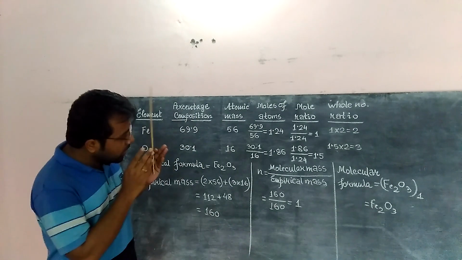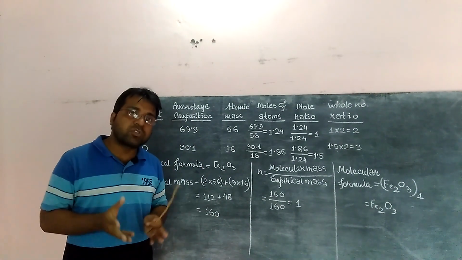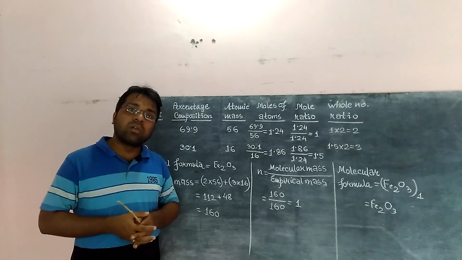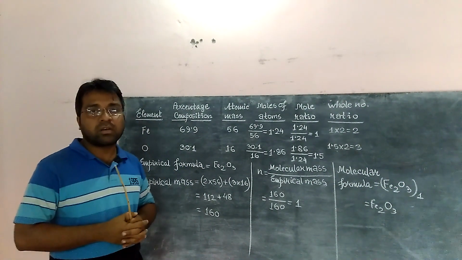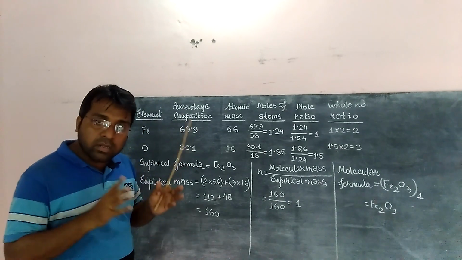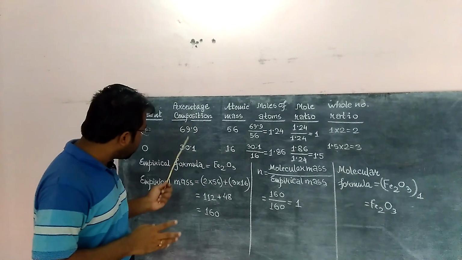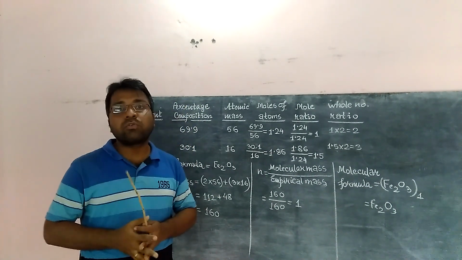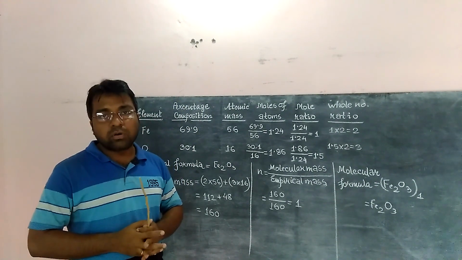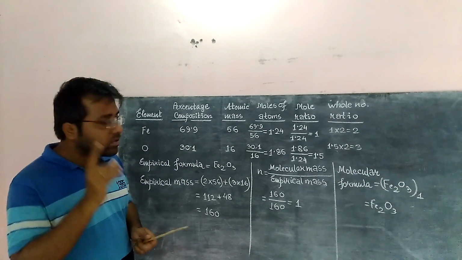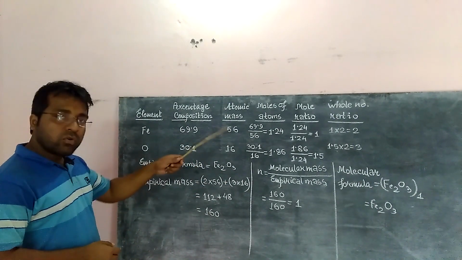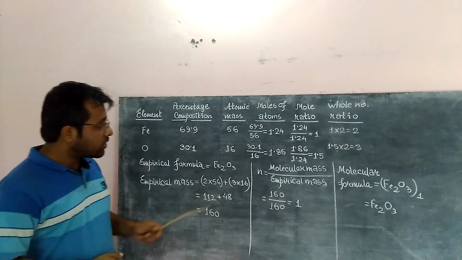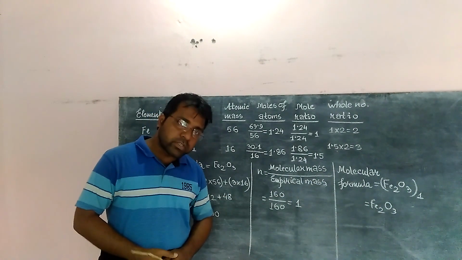So in this numerical we have seen the molecular formula will be Fe2O3 as per the calculation. You must remember that in your question the percentage compositions and the molecular mass will be given to you. It will be mentioned to you. You just need to remember this chart, how to frame this chart and do the following calculations. Then after that you will get your result.